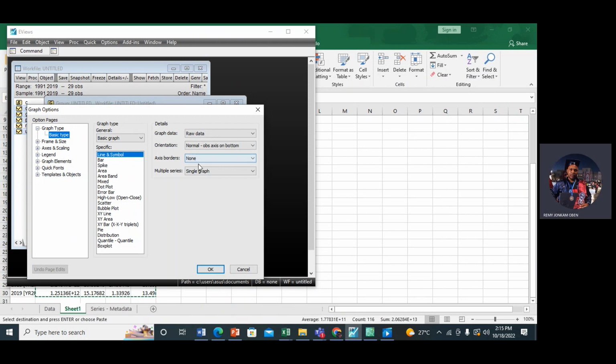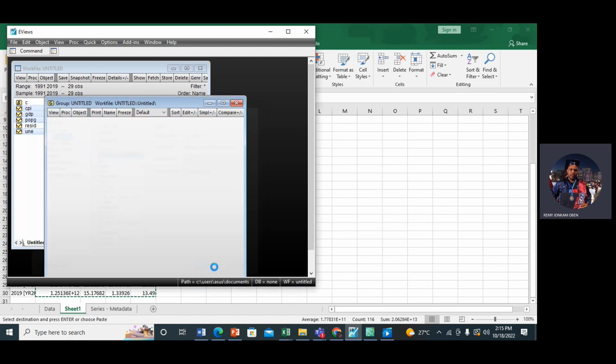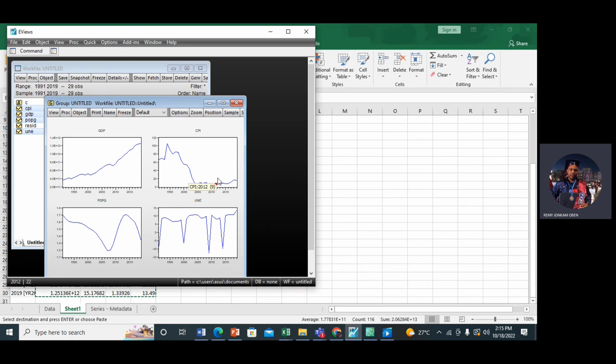Don't change anything. Come to the last n year. Take multiple graphs so you can see all the graphs at once. And then take OK. You see the graphs, right? Now, these are the graphs. You can explain these graphs. And I'm just repeating these things.